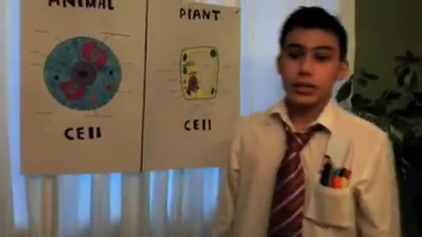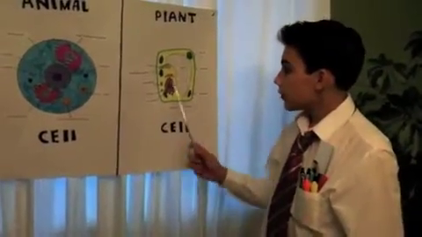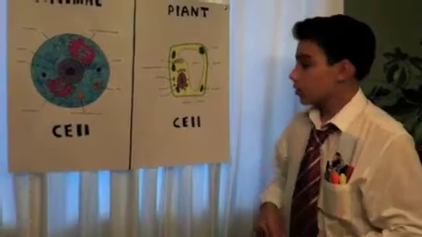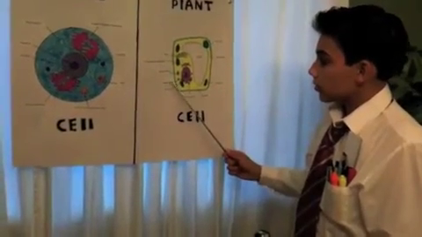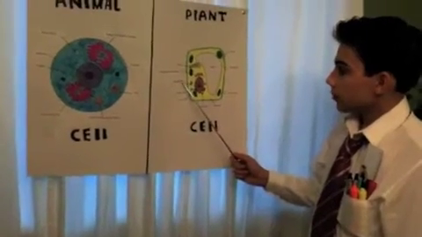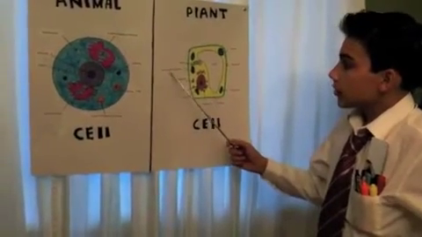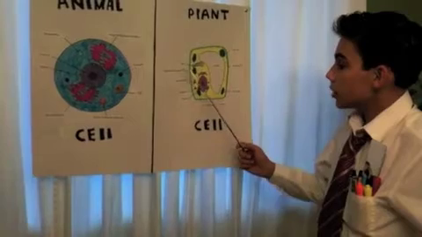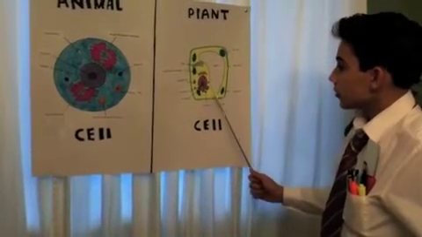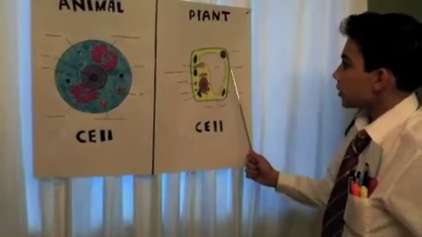Let's look at the plant cell. Do you notice how it's a different shape? It still has some similarities, like the nucleus and the nucleolus, mitochondria, the endoplasmic reticulum, Golgi, lysosomes, the cytoplasm, which fills it all up, and the membrane.